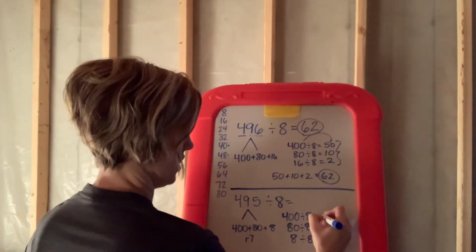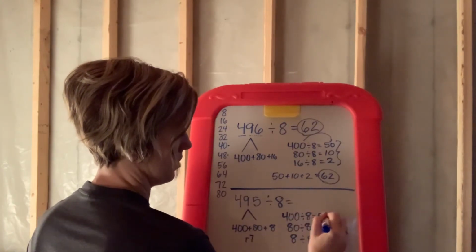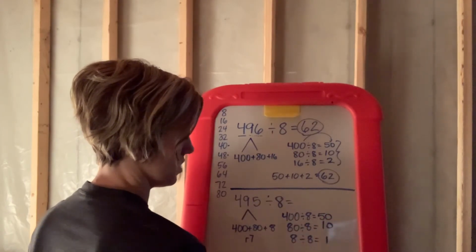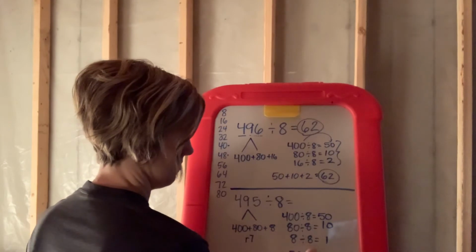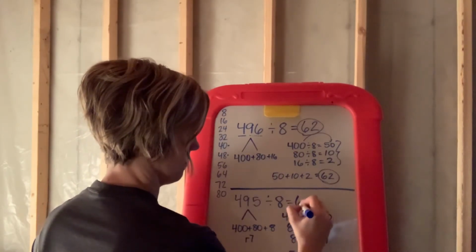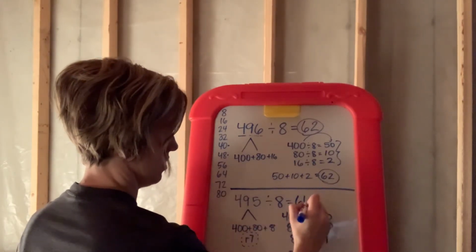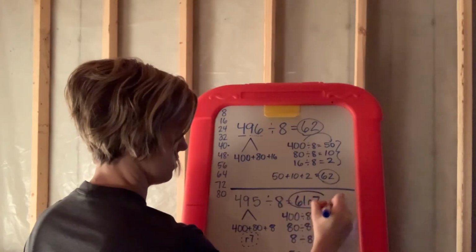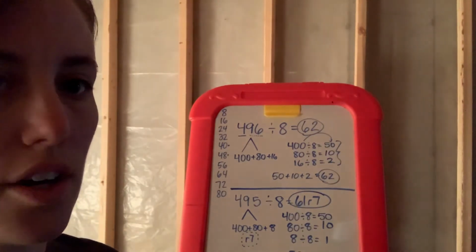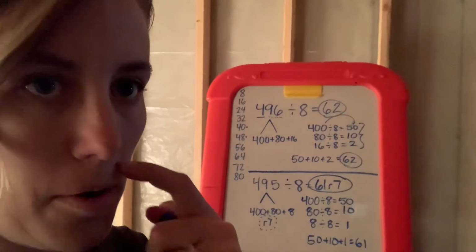So 400 divided by 8, we're going to cover up that 0. So 40, that's a 5. We're going to replace our 0. 80 divided by 8 is 10, and 8 divided by 8 is 1. Add these things up. 61. Now, don't forget this guy. 61, remainder 7. Don't forget your remainder. Oh, you didn't see that, sorry. That's down here where I added my partial quotients. I didn't realize I was off camera, I'm sorry.